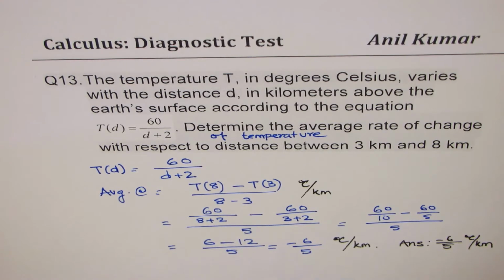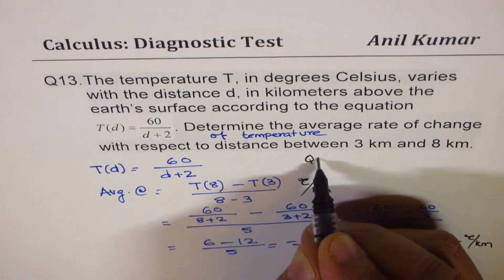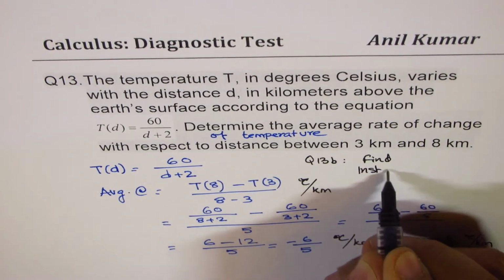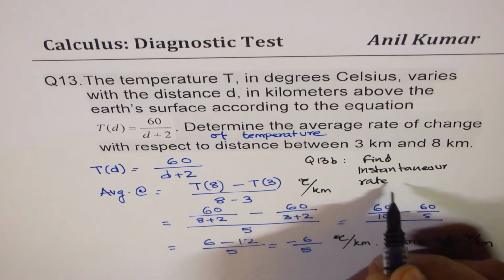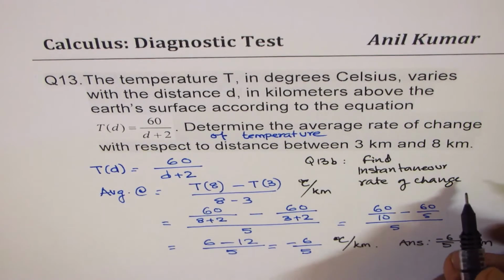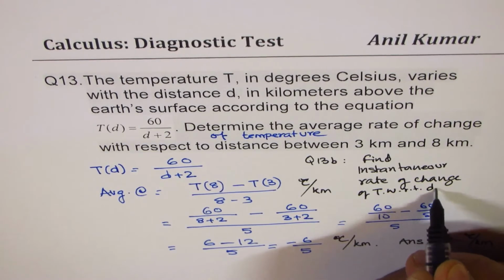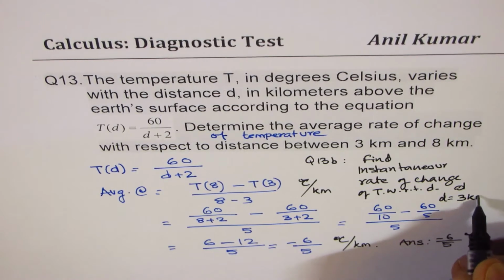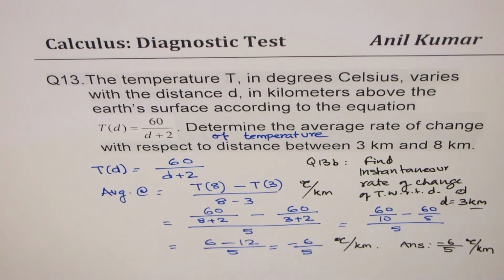Now, as an extension, you can find the instantaneous rate of change. So let me write question 13b. Find the instantaneous rate of change of temperature with respect to distance at d equals, let us say, 3 kilometers. Okay, so I hope you understand this short form. You should be very familiar with this by now.